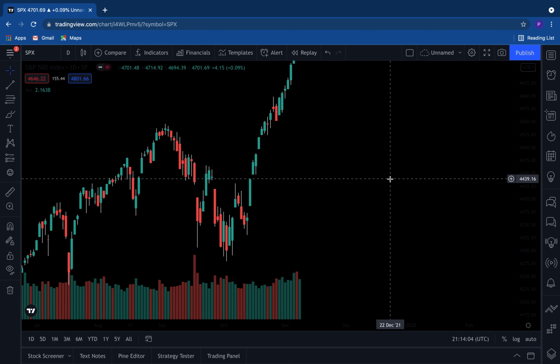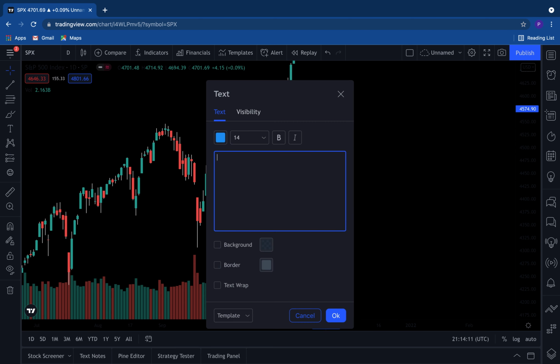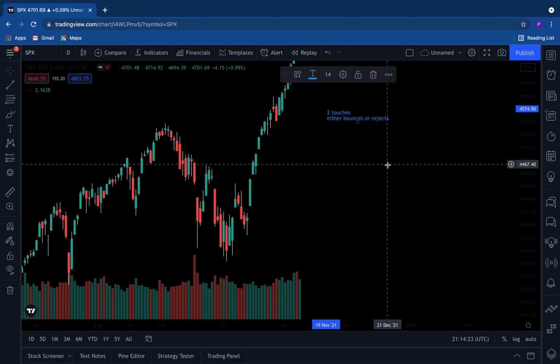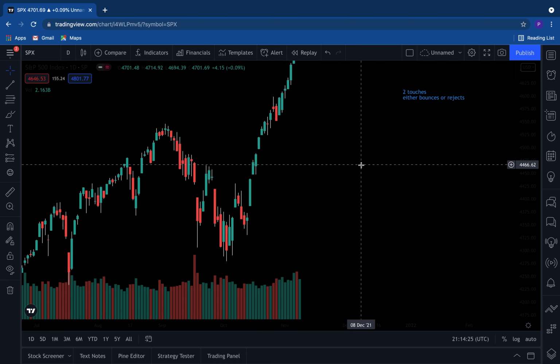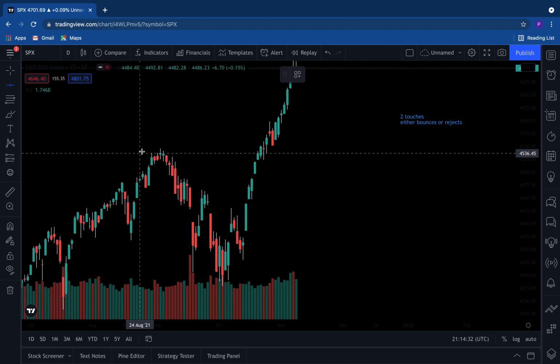Now, here's another key thing to know. Support and resistance levels need 2 touches, either bounces or rejects, right? To validate them as a support or resistance level. Now, what do I mean by that? If you go here, horizontal line, right? We're doing horizontal support resistance.